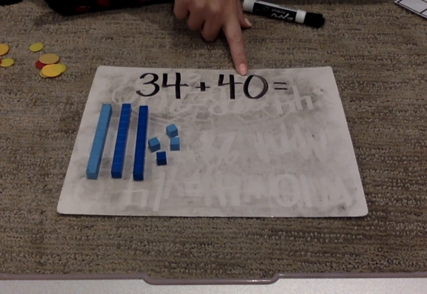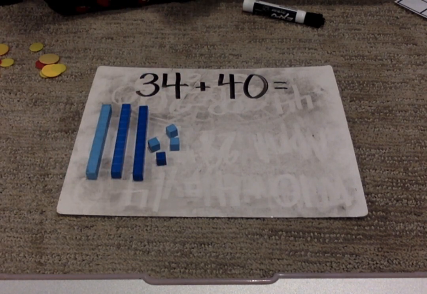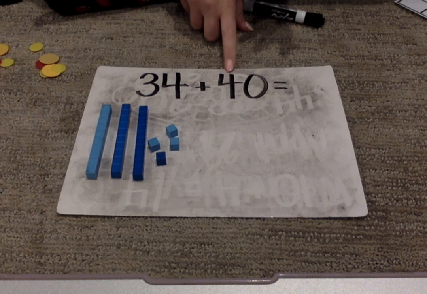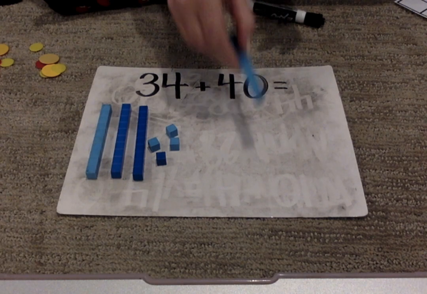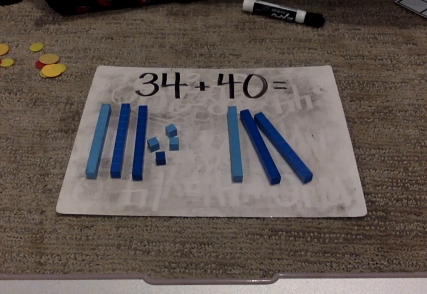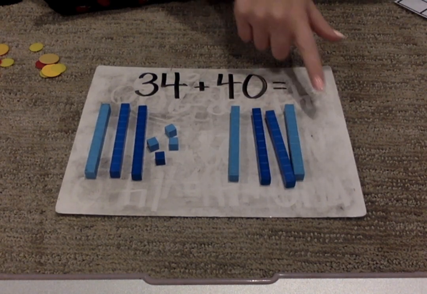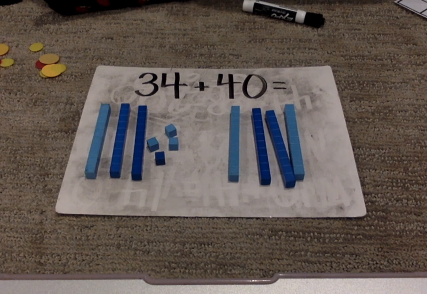Now I'm adding. So should I build 40 or should I take 40 away? I need to build 40. So there is a 4 in the tens place. 10, 20, 30, 40. And a 0 in the ones. I don't need any ones. Okay, now I'm going to count them all up.